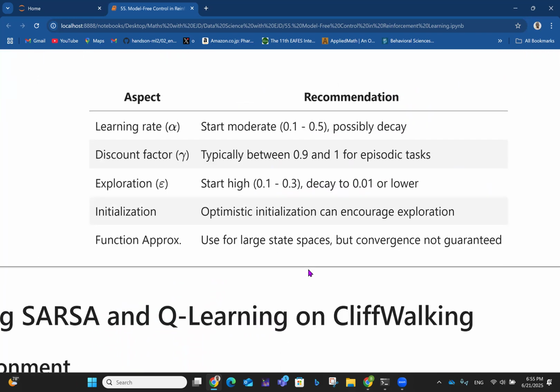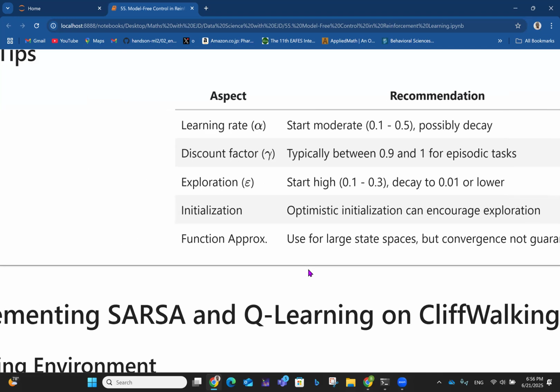For learning rates, start moderate between 0.1 and 0.5, possibly decay. So start with something and reduce it gradually towards zero. Then you have the discount factor, typically between 0.9 and 1 for episodic tasks. Then you have the exploration epsilon, start high, 0.1 to 0.3, decay to 0.01 or lower. Initialization, so optimistic initialization can encourage exploration. Then function approximation, used for large state spaces, but convergence is not guaranteed.